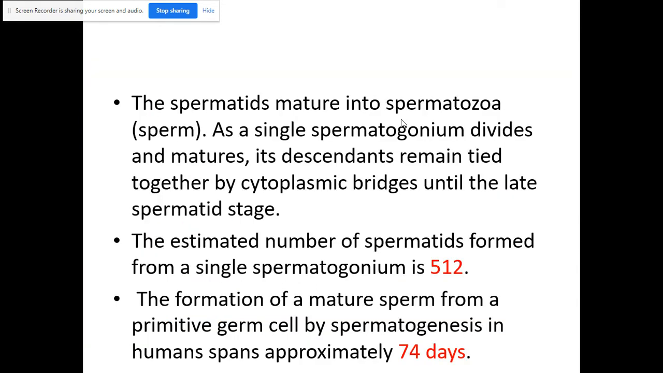Next, the spermatids mature into spermatozoa, or what we call the sperm, and as a single spermatogonium divides and matures, its descendants remain tied together by cytoplasmic bridges until the late spermatid stage. This arrangement helps to ensure the synchrony of the differentiation of each clone of germ cells. The estimated number of spermatids formed from a single spermatogonium is 512, whereas the formation of a mature sperm from a primitive germ cell by spermatogenesis in humans spans approximately 74 days.